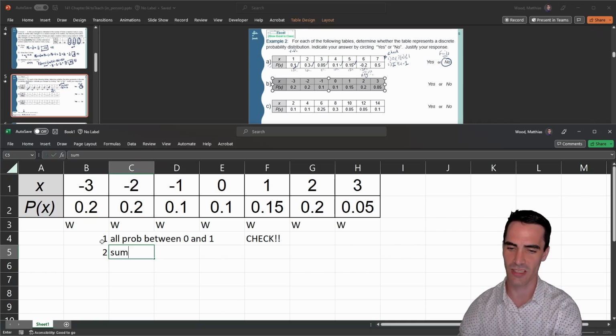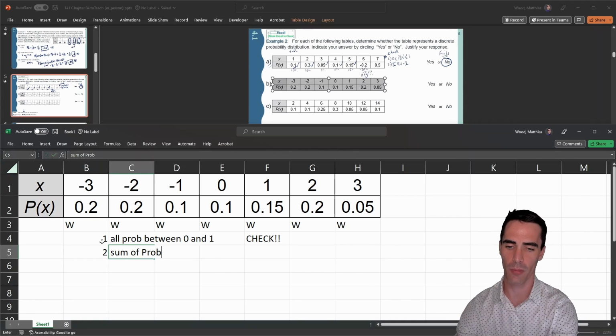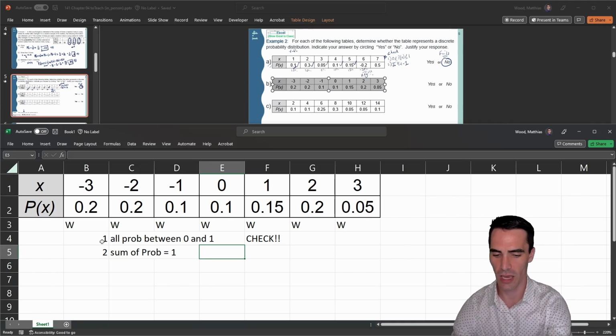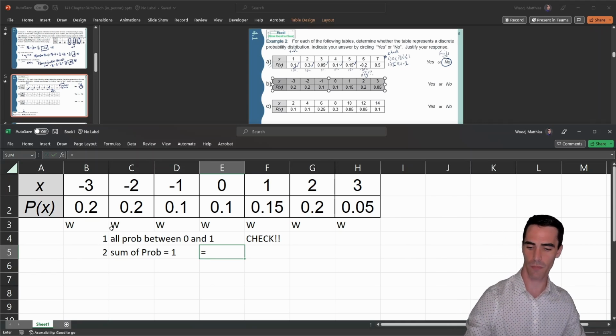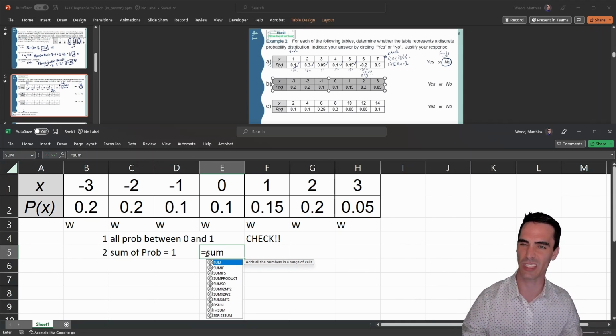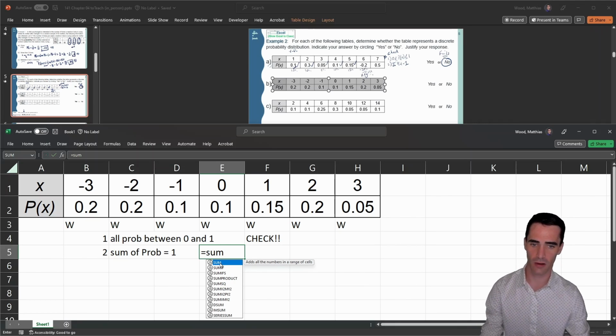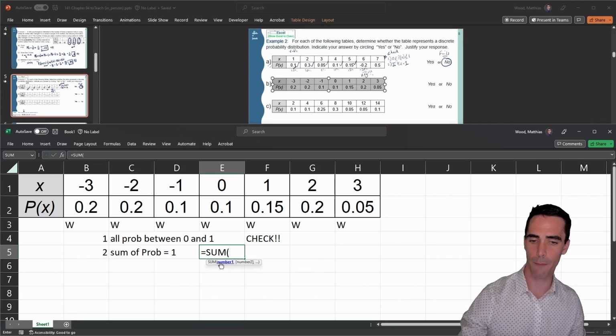The second property just says that the sum of all my probabilities should equal 1. Fortunately for us, we have a very quick way to do this, and I have a function for that. Again, sum, there is actually a sum function. Make sure you type in equals, and then you type out sum, and you'll see right there, it'll sum. Either you can double click or you can hit the tab button, and it'll finish it for you.